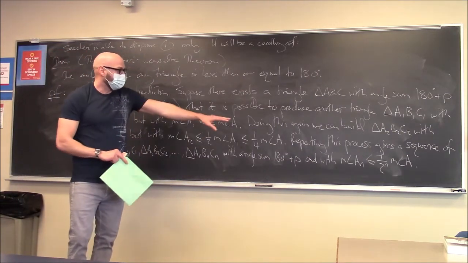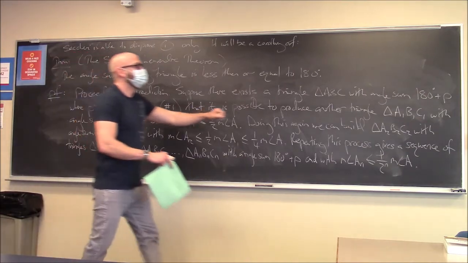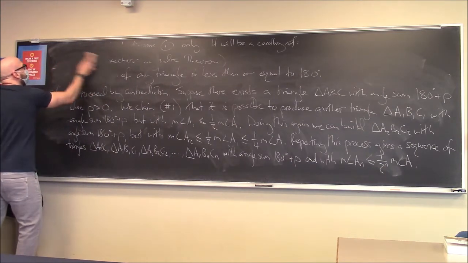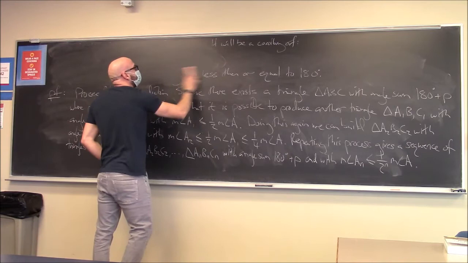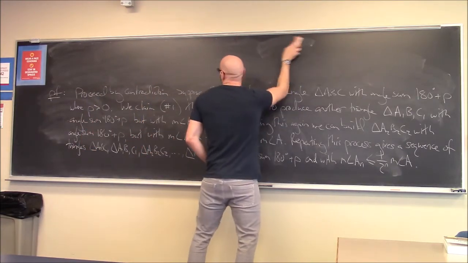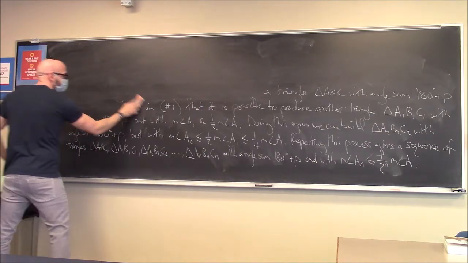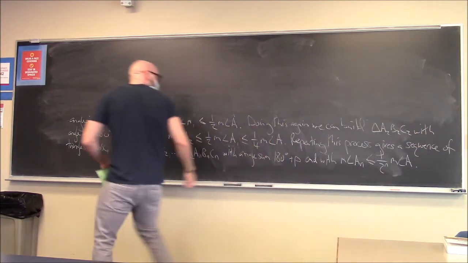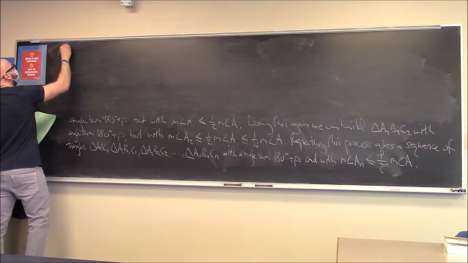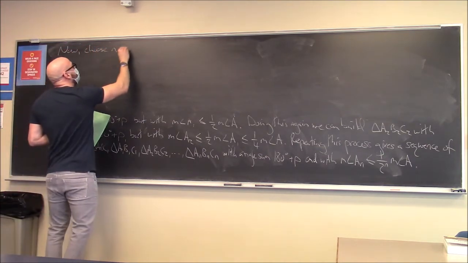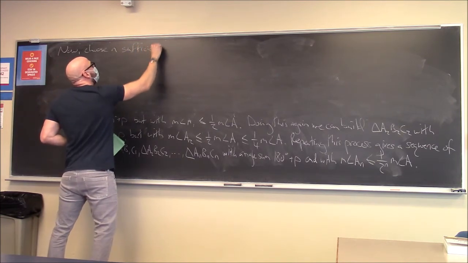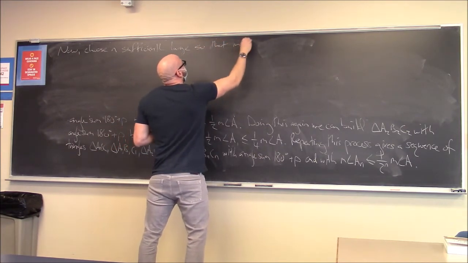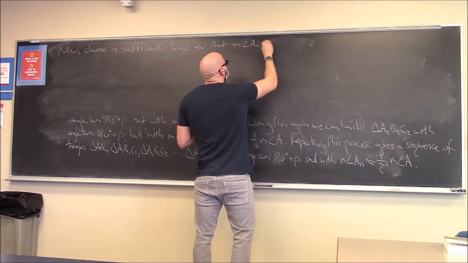So I'm doing this because I want to make this angle sufficiently small. In particular, I want to make this angle less than P. All right, so let's choose n sufficiently large, so that the measure of angle AN is less than P.